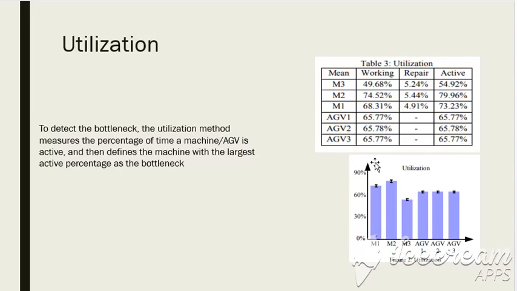It can be seen clearly that according to the measured data, machine M2 has the largest utilization of 80%, including both work and repair times. Therefore it would be the primary bottleneck according to the utilization method. M2 is the bottleneck. M1 has the second largest with 73%, and the third utilization is found at the 3 identical AGVs with 66%. Finally, machine 3 has the smallest utilization with 55%.